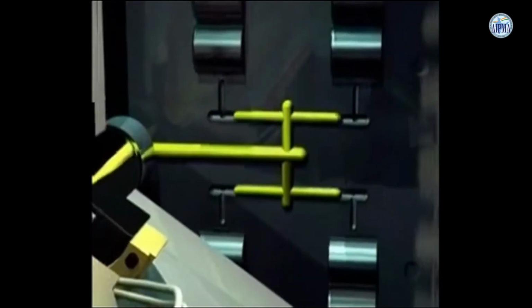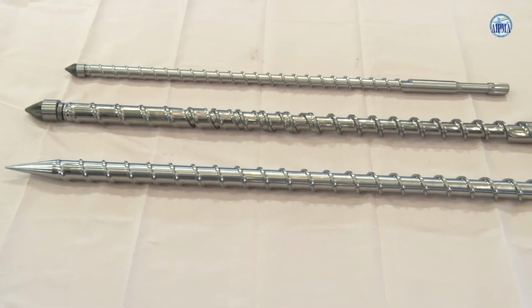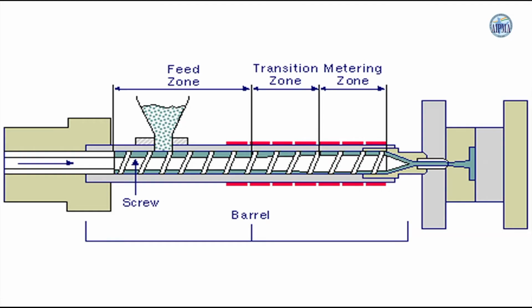Injection. During injection, feed screw acts as plunger. It pushes the accumulated melted material into the mold through nozzle. Feed screw is normally divided in three zones: feed, compression or transition, and metering zone.